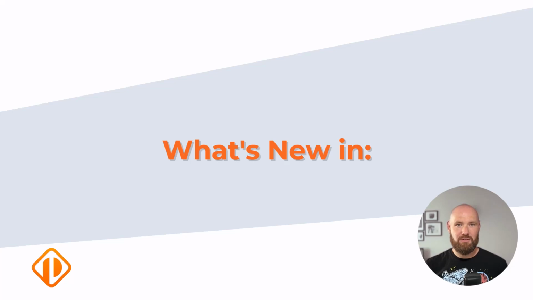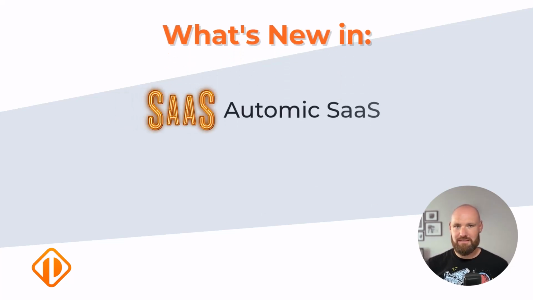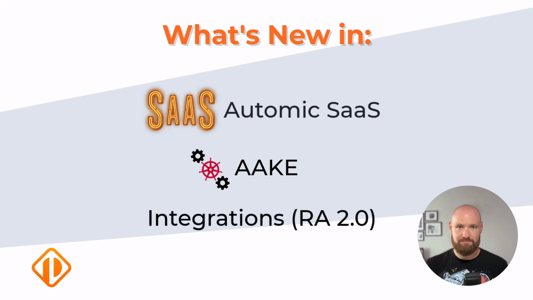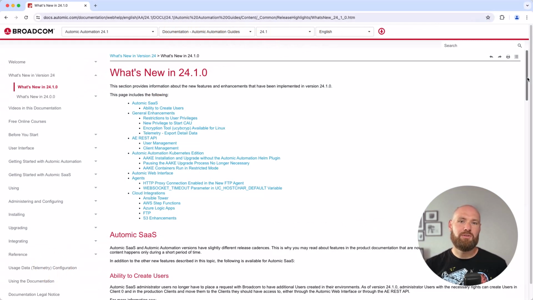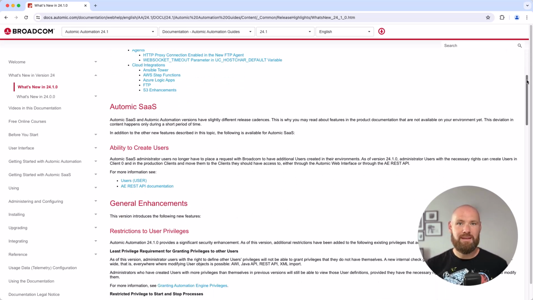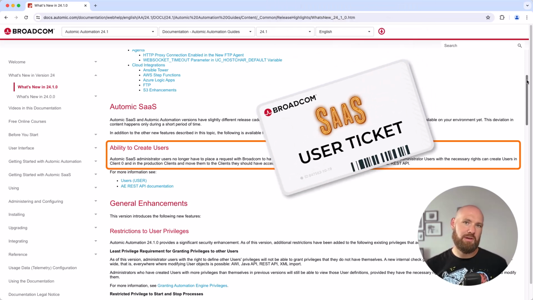Finally, let's take a look at the latest news about Automic SaaS, Automic Kubernetes Edition, and various integrations. Some of the changes in version 24.1 are expectedly driven by Automic SaaS. In any case, Automic SaaS customers will particularly benefit from many of the new features in this release. Broadcom mentions one point specifically in the What's New document. Starting from version 24.1, SaaS customers no longer have to request new user accounts from Broadcom via a ticket, as they can create them themselves.